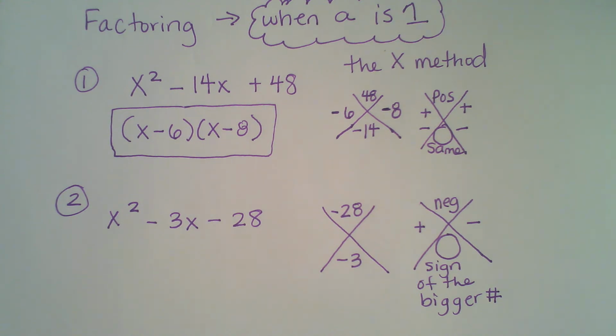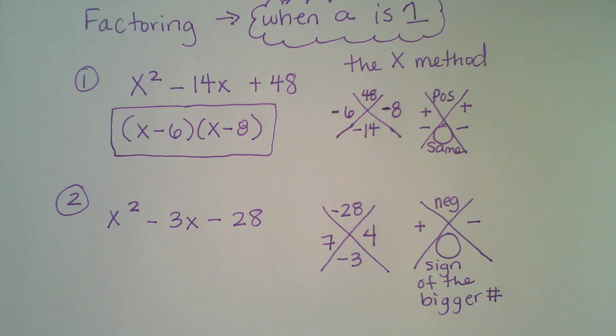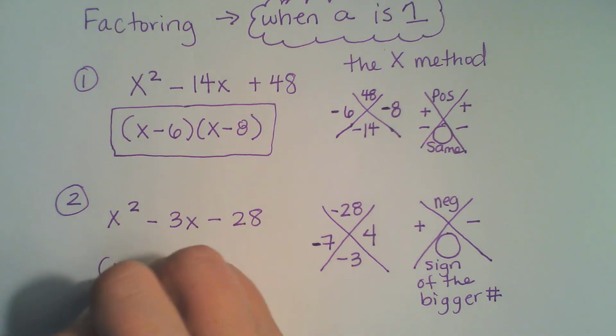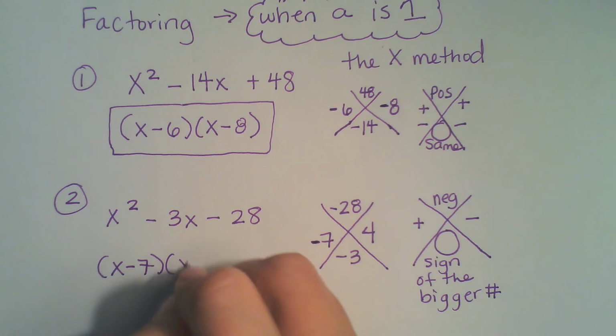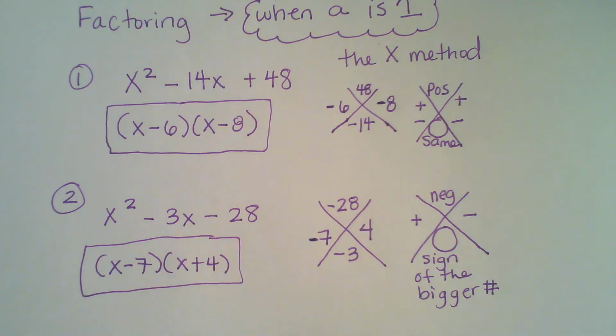It's 7 and 4, and the 7 is negative, I want to say. Yep. 7 and 4, Sayer says, and he says that the 7 is going to be negative. And the 7 is negative because since down here is negative, then the sign of the bigger number is going to match that. So x minus 7, x plus 4. I feel like you guys should be pretty comfortable with this type of problem. We've been looking at them. Okay.